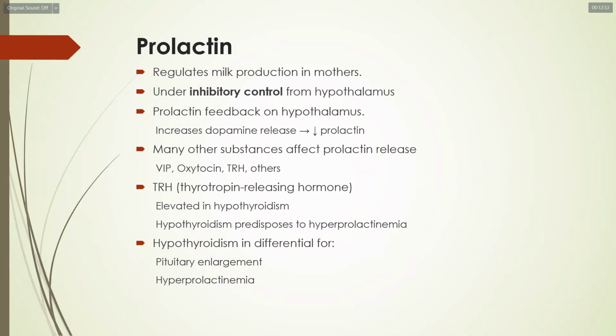Thyrotropin releasing hormone, which is elevated in hypothyroidism. When the patient has hypothyroidism, this makes a positive feedback on the hypothalamus to increase TRH production, and TRH production predisposes to an increased level of prolactin. So hypothyroidism predisposes to hyperprolactinemia.